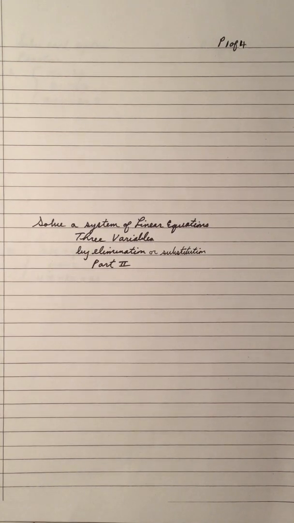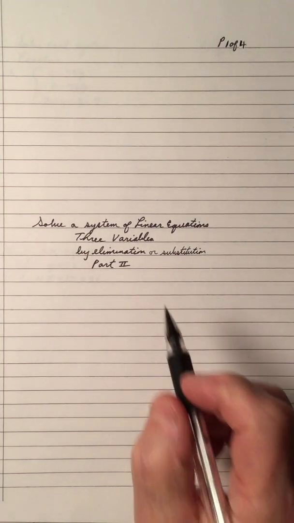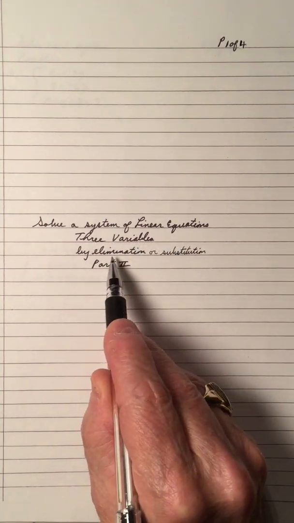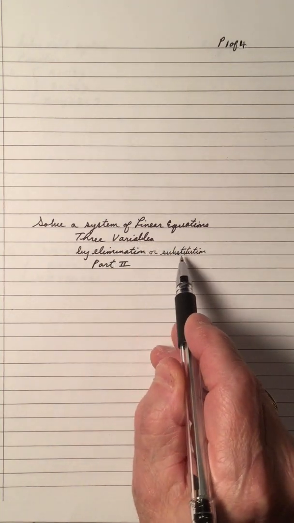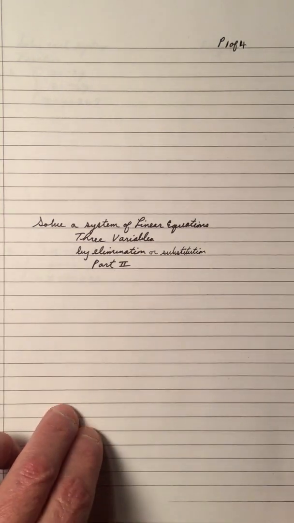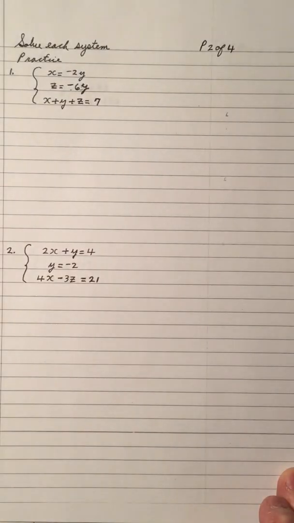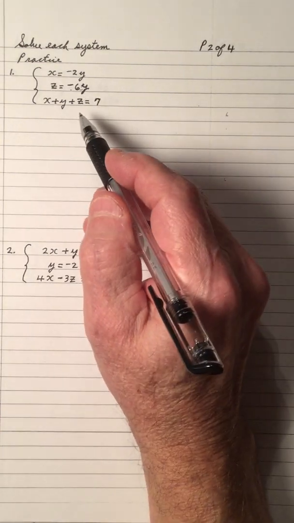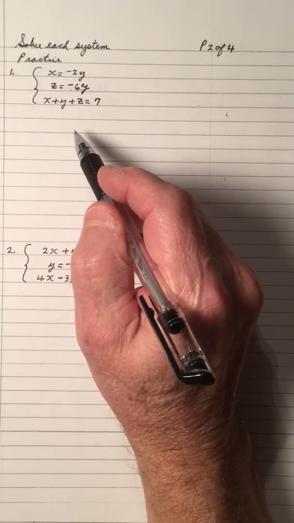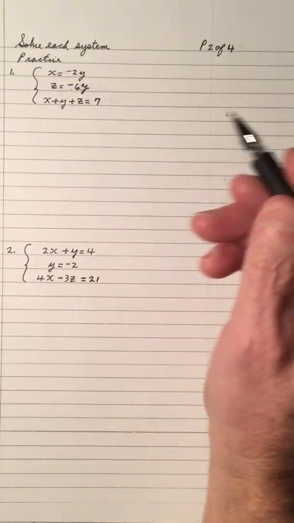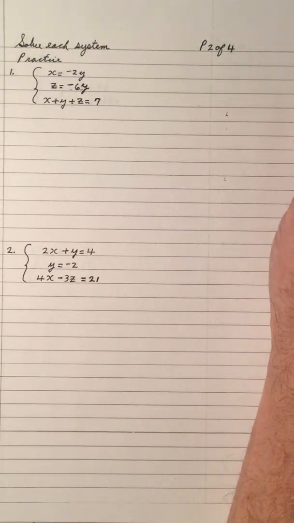Hi, welcome to my video on solving a system of linear equations, three variables, by elimination or substitution or a combination. And we'll call this part 2. Remember that you can pause the video and work these out, each one at a time, to see if you're right, and that way you see if you know or comprehend what you're doing.